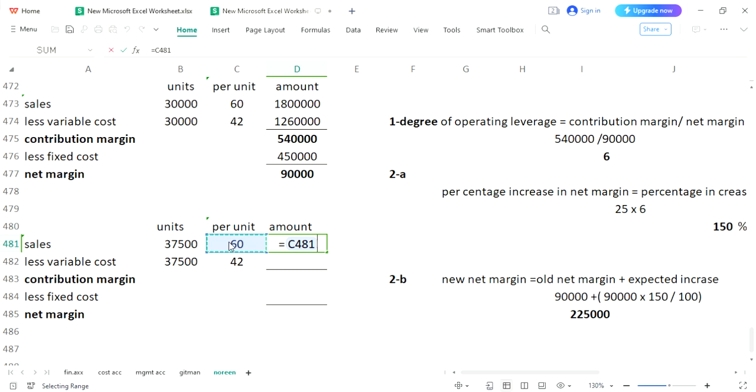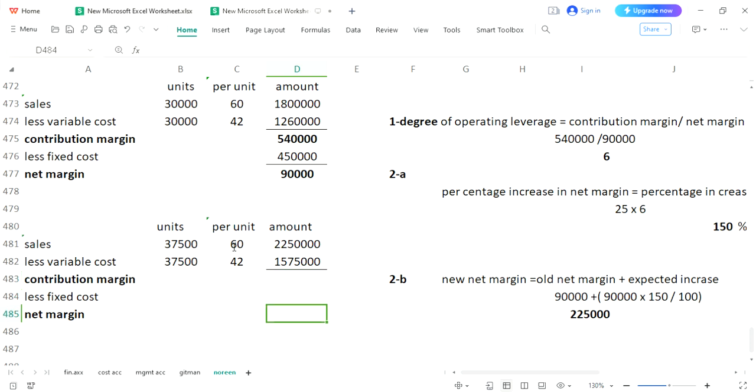Here the number of units was 37,500. You need to multiply it with per unit 60. You have got your amount of sales, 22 lakh 50,000. And now calculate variable cost. Variable cost can be calculated by multiplying 37,500 units with the variable cost of 42.